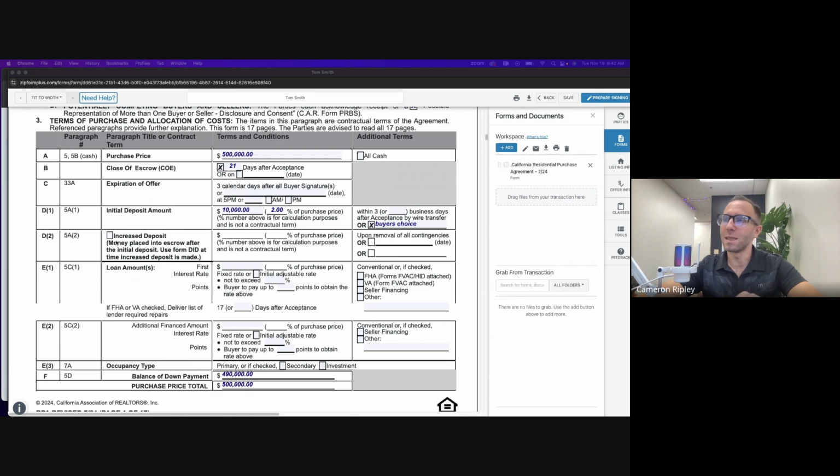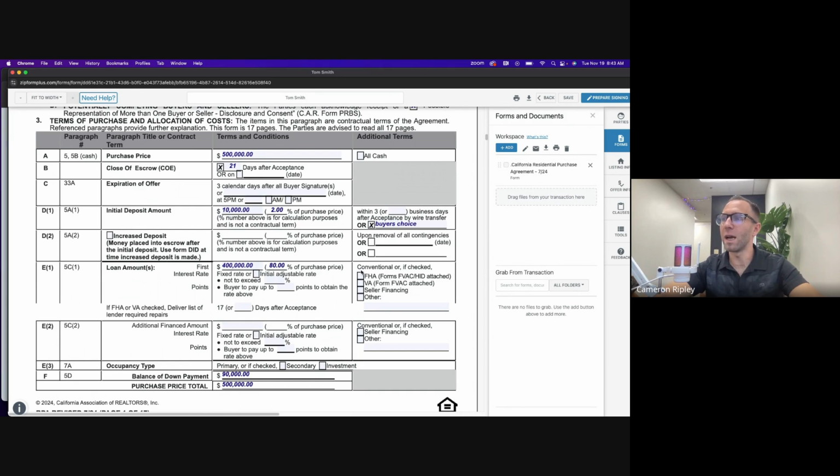Okay, increased deposits have to do with, I would only bring it up if the listing agent brings it up, but that's a whole other conversation. Okay, loan amount, let's say they're putting 20% down. So I'm going to put 400,000.